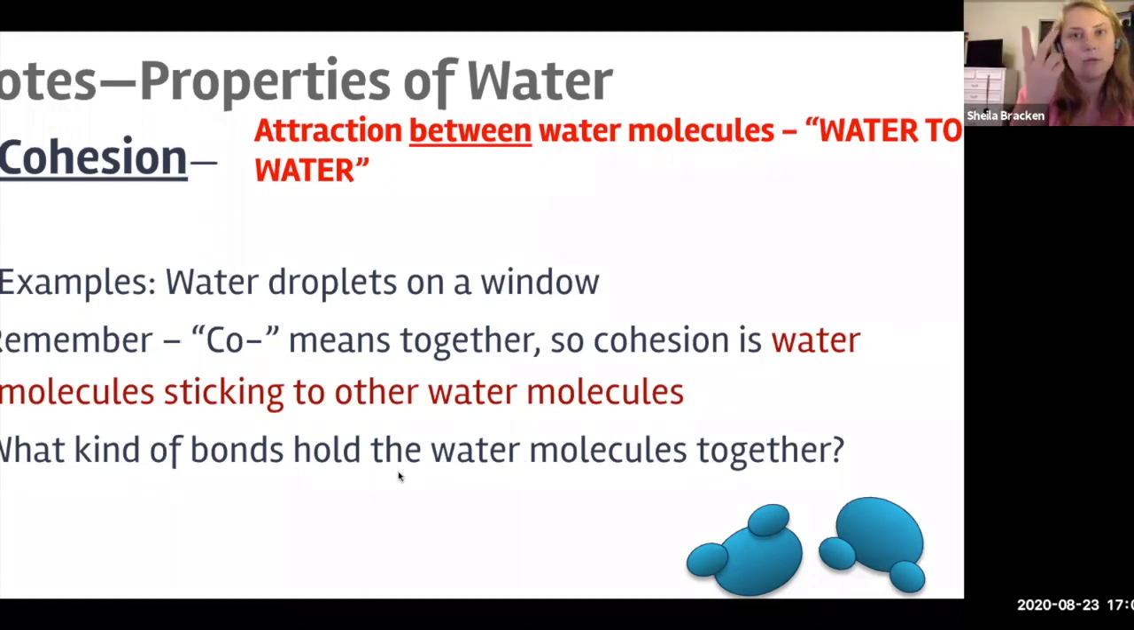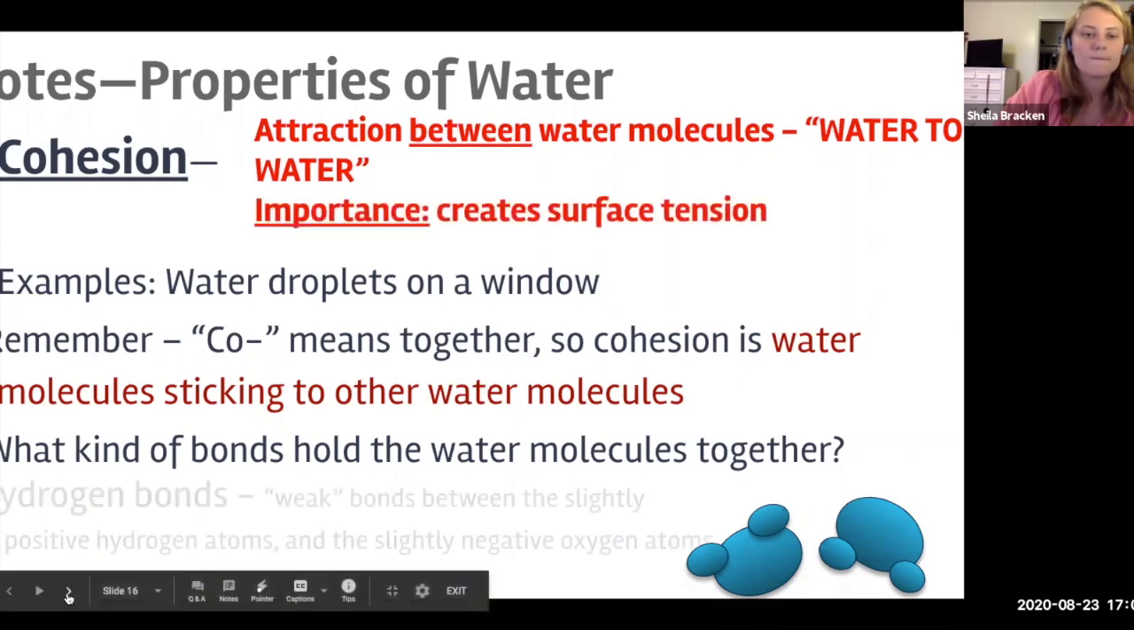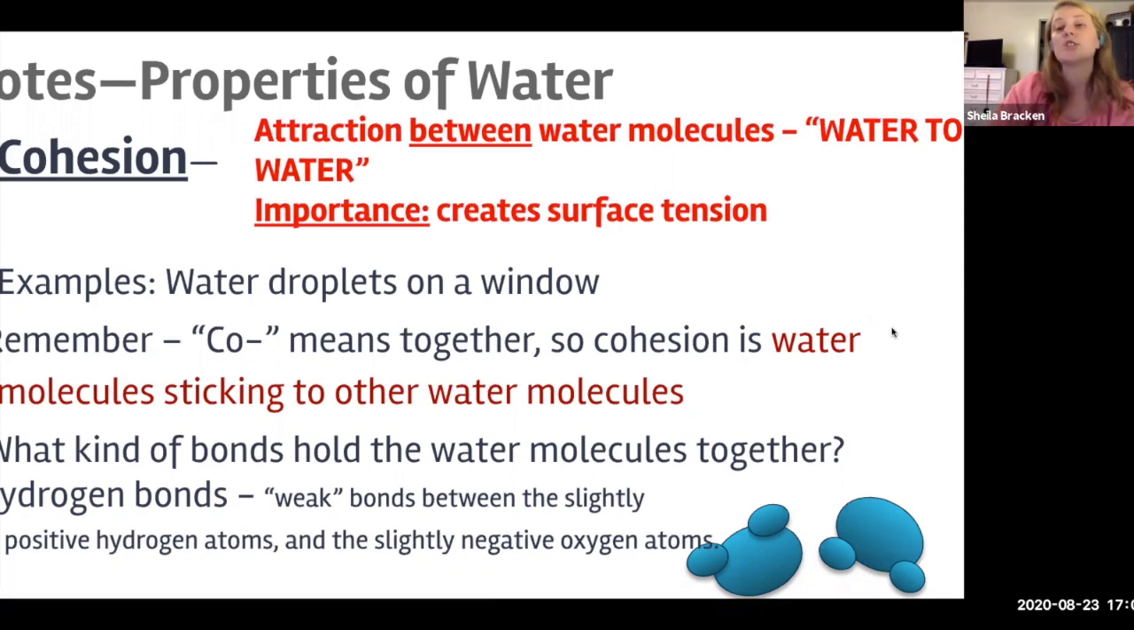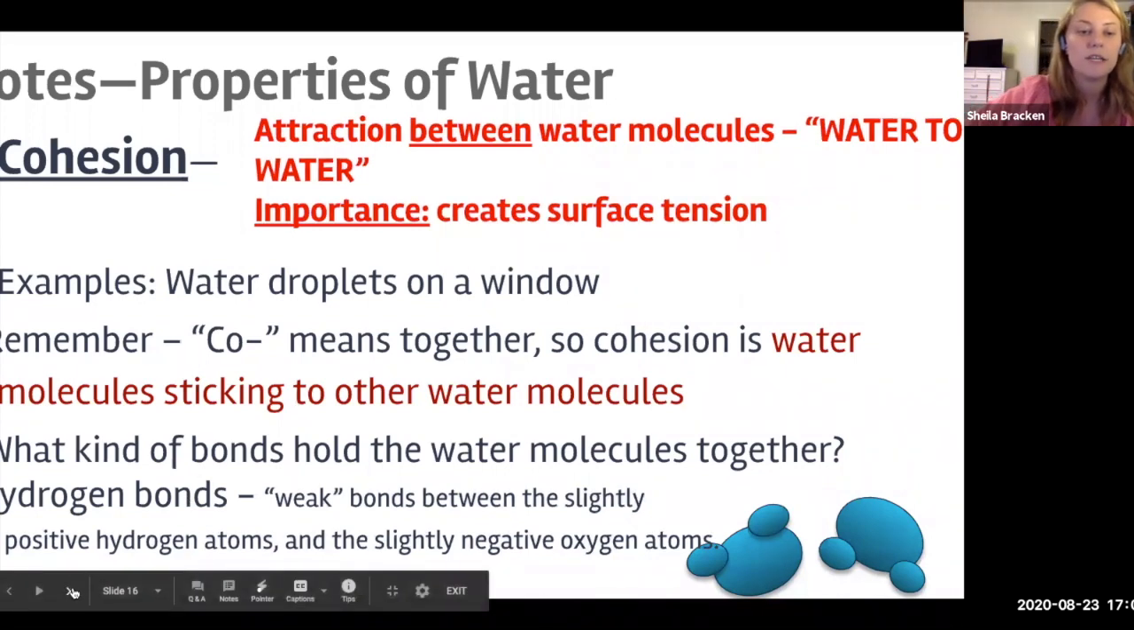That's also going to kind of help you keep the difference between cohesion and adhesion. I have another memory trick for adhesion, so look out for that, right? Co means they're the same. It's water to water. So what kind of bonds hold the water molecules together? That was hydrogen bonds, right? These weak bonds between the slightly positive hydrogen and slightly negative oxygen atoms. So the importance of this is that it helps create surface tension. Surface tension we will go on to define a little bit later, but that is the importance of cohesion.